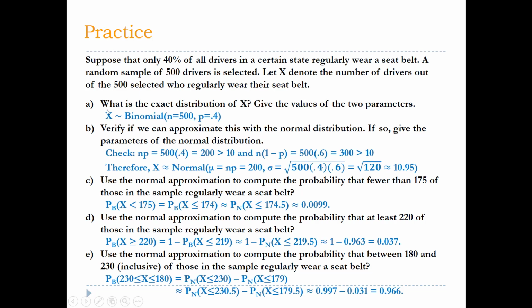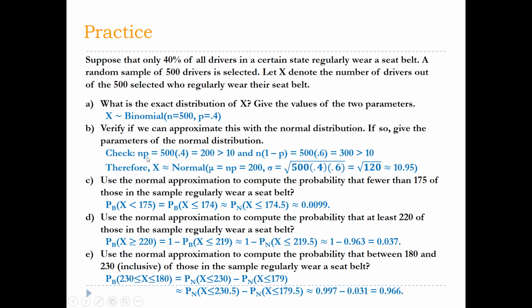So for part A, you want to know what is the exact distribution of X. In this case, X is binomial. That is the exact distribution. And here n is 500, that's the number of drivers they sampled, and the success probability here is 0.4. So for part B, we want to verify if we can approximate this using the normal distribution, and if so, give the parameters of the normal distribution.